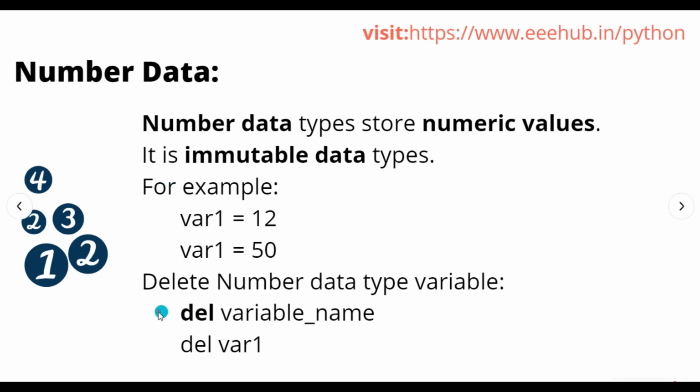Now we can delete the reference of this var1 by using the keyword del. del stands for delete actually, and we take only the first 3 letters of the word delete. So del followed by the variable name. If you want to delete the reference of the variable var1, you just write del var1 and it will delete the reference of that variable. So let's see this in the command prompt.